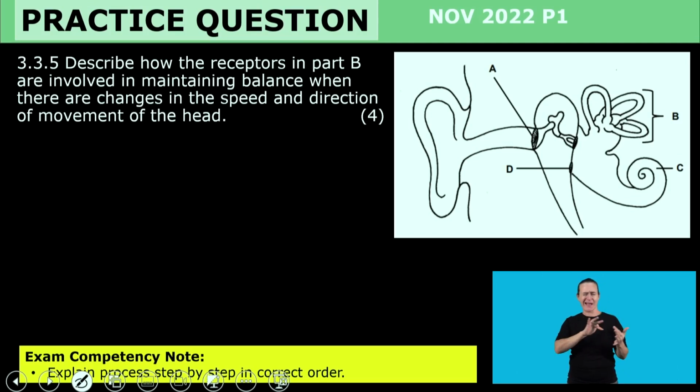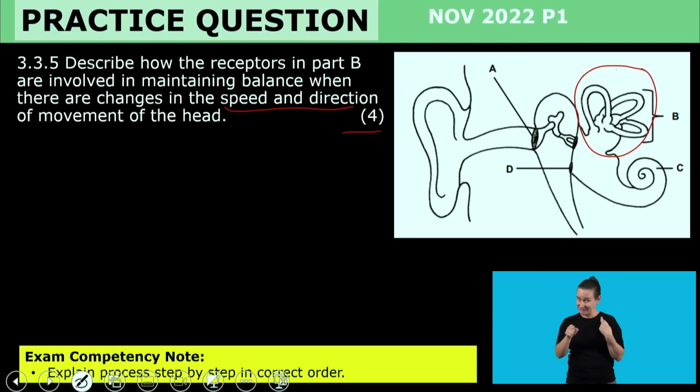Describe how the receptors in part B are involved in maintaining balance when there are changes in the speed and direction of movement of the head for 4 marks. So you come to the diagram and you see part B, this is part B, and it's the semicircular canals. But we are looking at the change in speed and direction. At the back of your mind, you remember change in speed and direction of movement. This is mainly the Christi responsibility. Let us see how this is going to be unpacked.